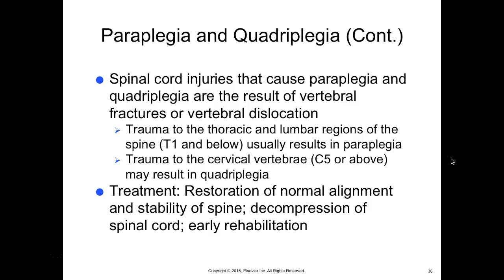So the spinal cord injuries that cause paraplegia and quadriplegia are a result of vertebral fractures or vertebral dislocation, which can cause severing. So trauma to the thoracic and lumbar regions of the spine, T1 and below, usually results in paraplegia. Trauma to the cervical vertebrae, C5 or above, may result in quadriplegia. And treatment: restoration of normal alignment and stability of the spine, decompression of spinal cord, and early rehabilitation. Some people with compression on the spinal cord may regain function. If there's severing of the spinal cord, they will not regain function.